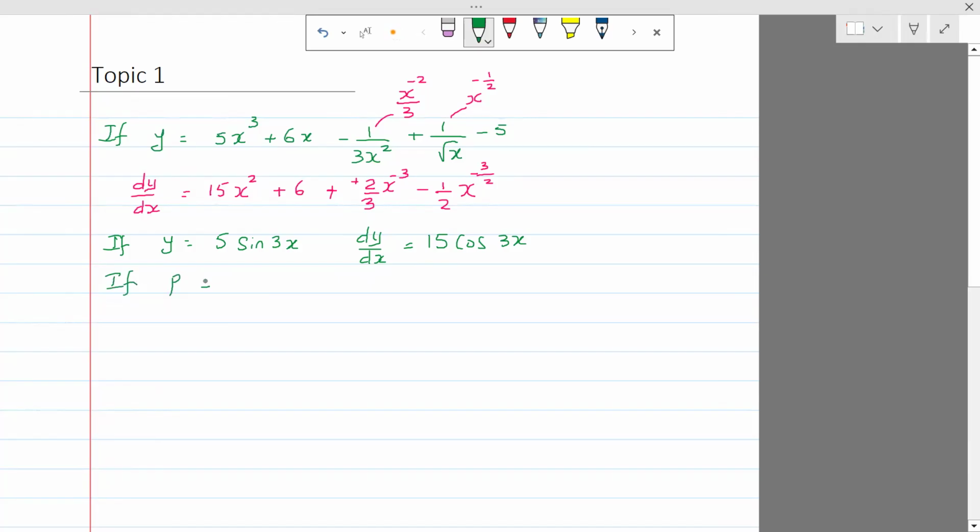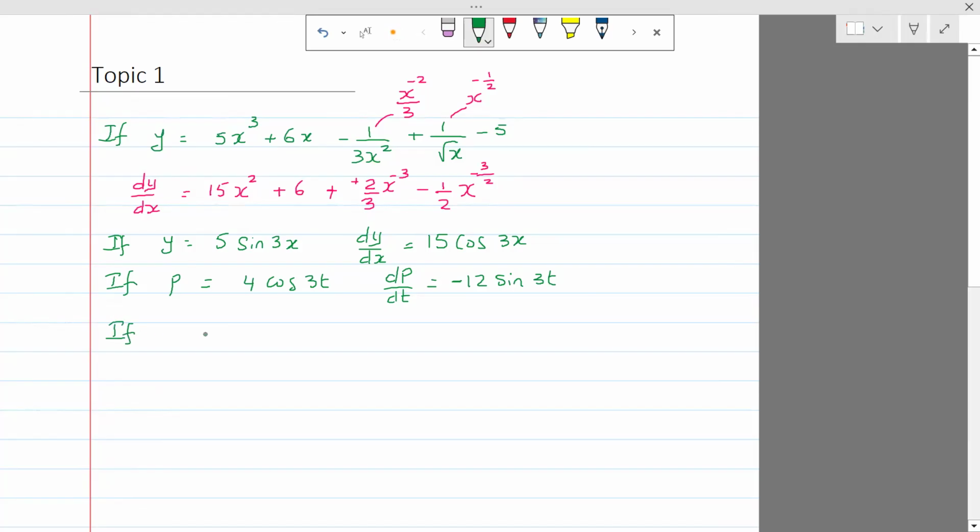If p equals 4 cos of 3t, what is dp by dt? 3, you bring it in the front, 12, and this becomes sine of 3t. You have to remember that when you differentiate cos, you are going to get sine, but there is a negative sign that comes here. When you differentiate sine, you will get cos, and it is a positive sign.